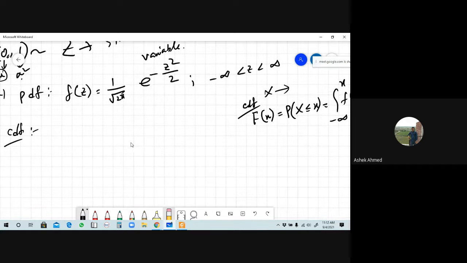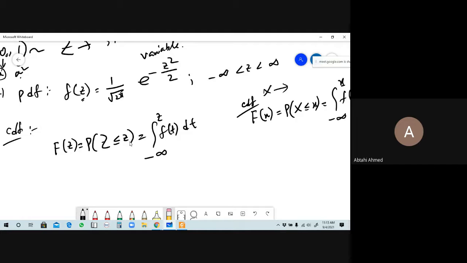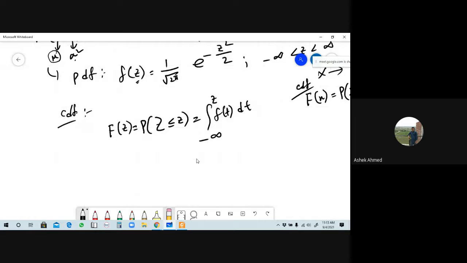Okay, but in this case Z is here the variable. So we will replace x by z. So that will be capital F of z. Is it right? Response me. This is the probability that capital Z is less than or equal to small z. Is it right or wrong? That will be the same integration from minus infinity to small z of f of t dt. Understand? Response me. Yes, sir. But we will define that CDF in this textbook or in this chapter as phi of z here.